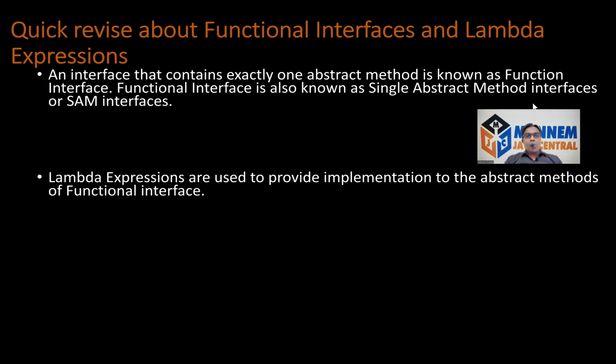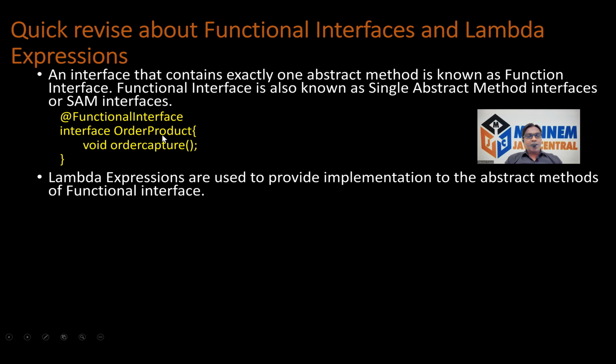Because a functional interface contains only one abstract method, it is also known as a single abstract method or SAM interface. Let's see the code snippet of a simple functional interface. See here, OrderProduct is a functional interface. How can you know that OrderProduct is a functional interface? Because the OrderProduct interface contains only one abstract method, orderCapture. And moreover, it contains the FunctionalInterface annotation. By seeing this annotation, we can confirm that OrderProduct is a functional interface.